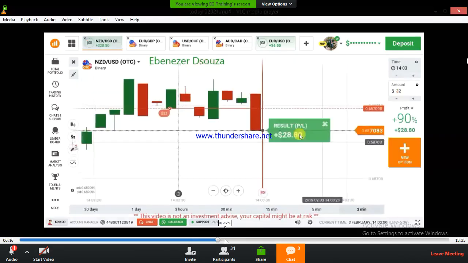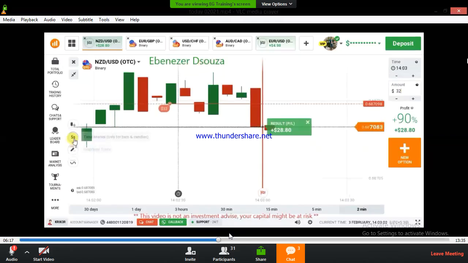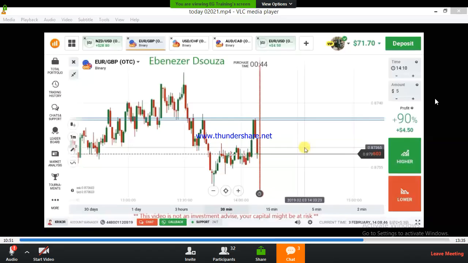Okay. It closed below the confirmation candle here. Okay, I will explain this one. Okay, here there is a level. This level, there is a level here. Yeah, a strong level.